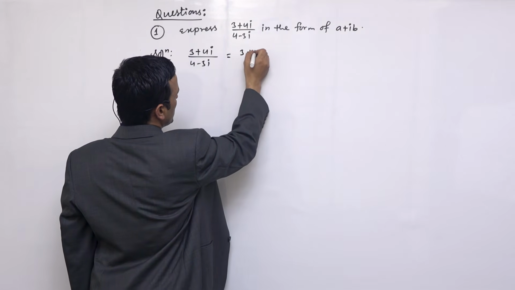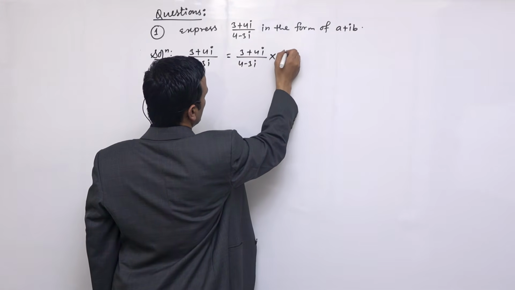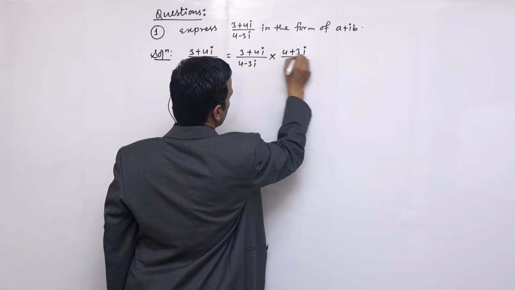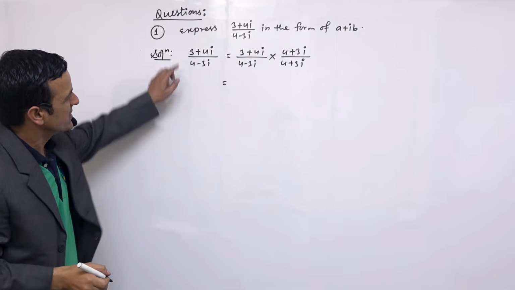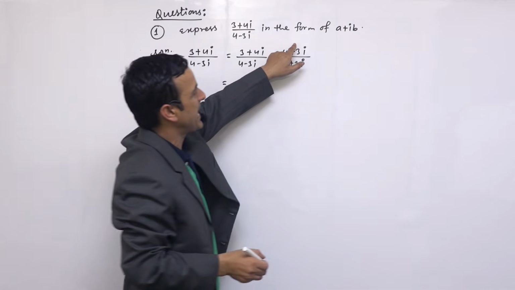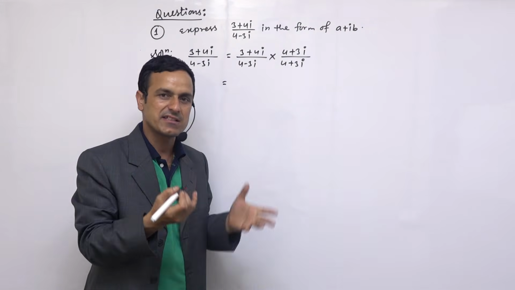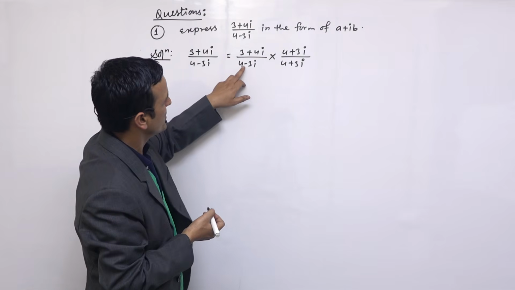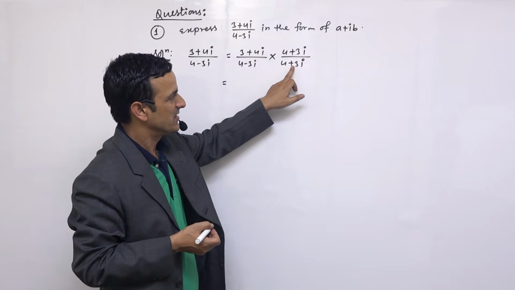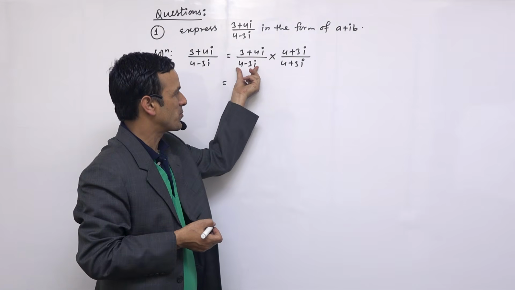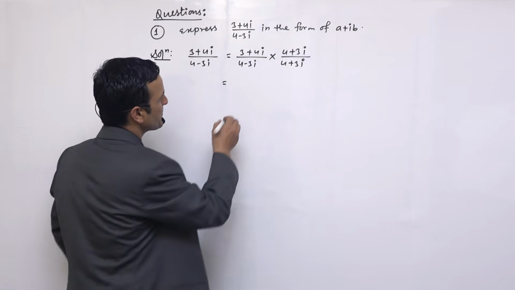So 3 plus 4i divided by 4 minus 3i into 4 plus 3i divided by 4 plus 3i. So this is the question and we should multiply by its conjugate, or we can say rationalizing the denominator. So in the denominator we have a minus sign, so write down a plus sign. With the plus sign, we make the term in the denominator plus and multiply and divide by it.